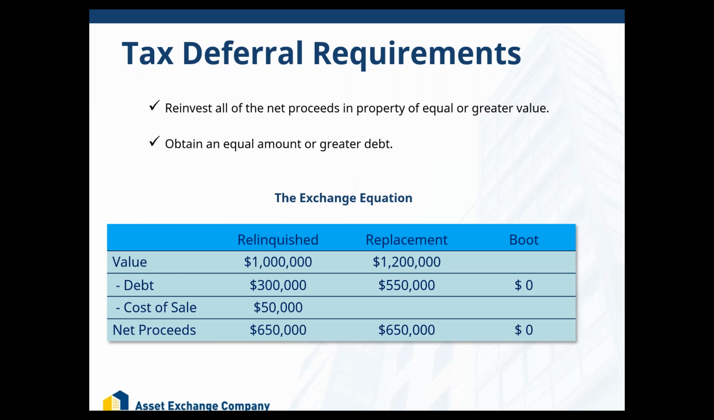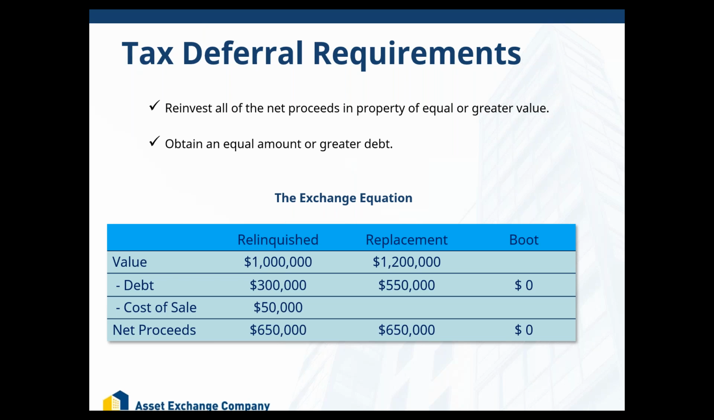So what do they do in that case? Well, they go out and get a loan for $550,000. Now, by doing that, they just meet rule number two. Because why? Because the loan that they paid off, the payoff amount, was $300,000. In this example, they actually obtain greater debt, right? Because the new loan is $550,000. If they do this, they'll get a full deferral. They'll defer their taxes 100%.